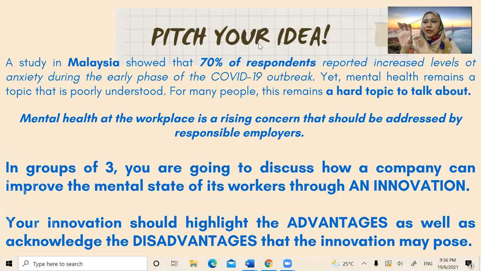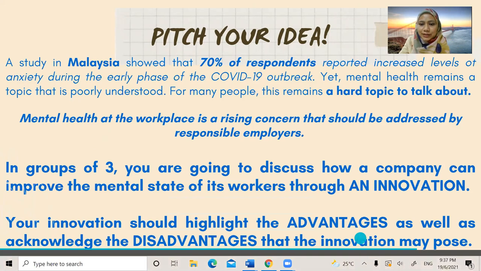But for that innovation, you will talk about the advantages more, but you will also acknowledge the disadvantages. Remember, your objective is to reduce mental health issues at the workplace. So you can explain how your innovation will help. Now I'm going to do the groups again. 5 minutes of preparation time, remember.